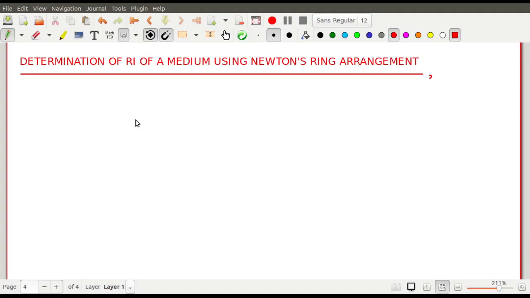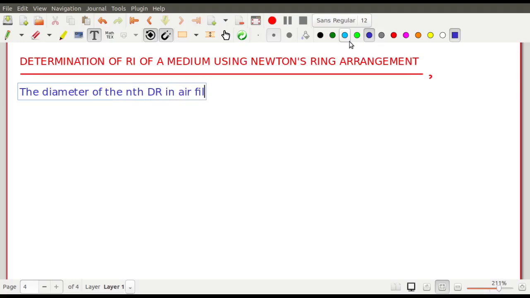So instead of air film, if I use a film which is not air but some other medium having a refractive index, then what is the refractive index of that? That can be determined with the help of this Newton's ring arrangement. So let us try to understand the diameter of the nth dark ring in air film. I just complete my treatment with the dark rings only, because you are now convinced that the result is identical whether it is dark or bright. The diameter of the nth dark ring in air film. So what will be that?